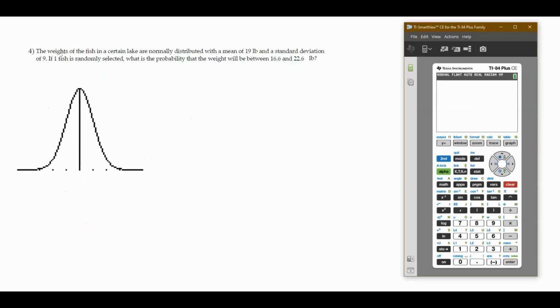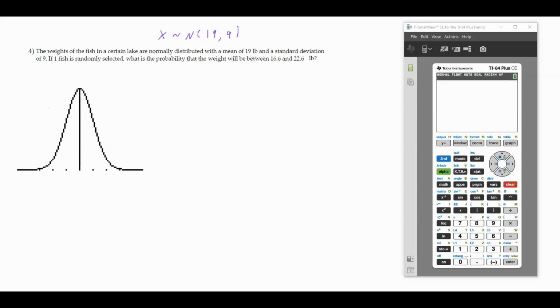Number 4, it says the weights of the fish in a certain lake are normally distributed with a mean of 19 pounds and a standard deviation of 9. So X is normal with a mean of 19 and a standard deviation of 9. If one fish is randomly selected, what is the probability it will be between 16.6 and 22.6 pounds?